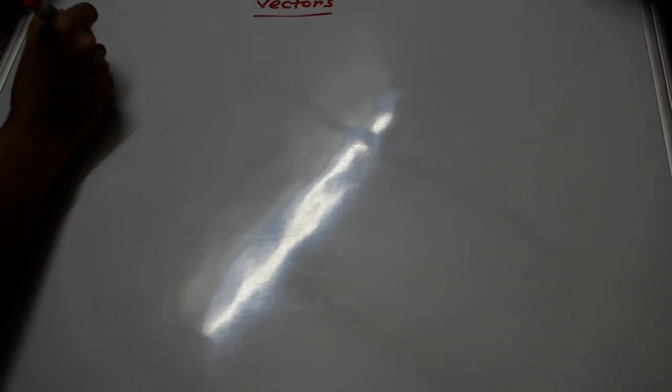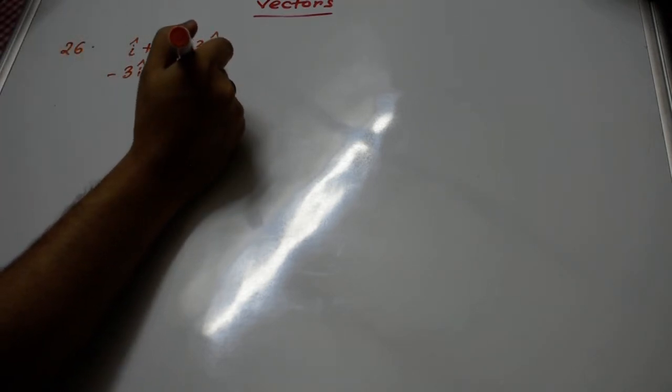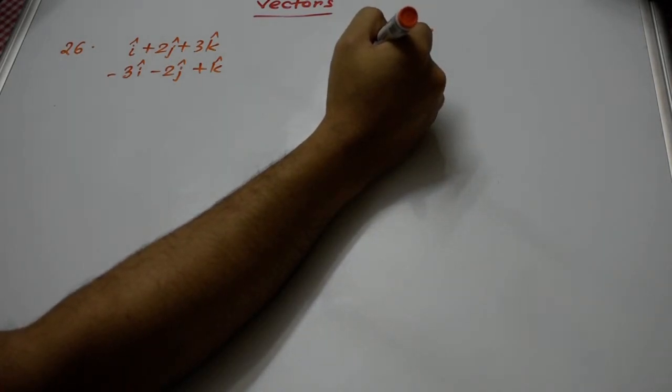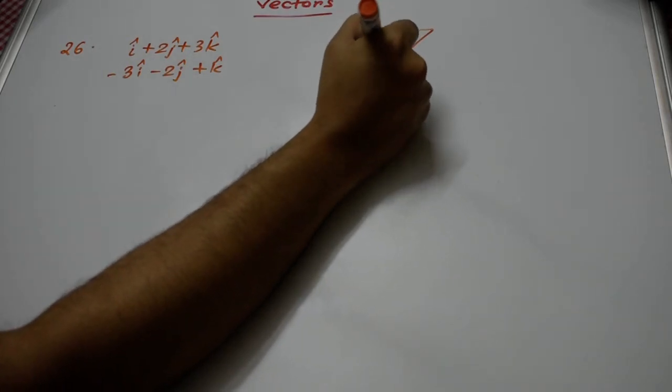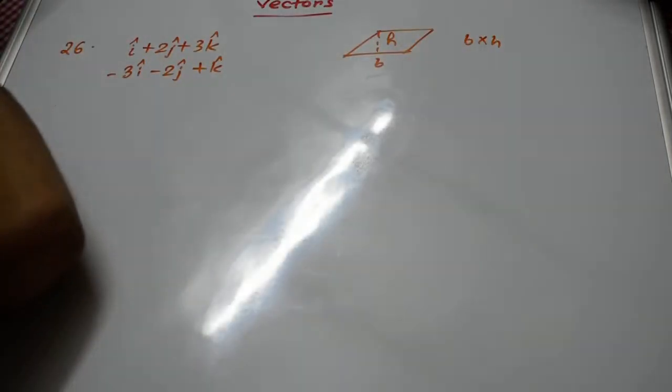The question says that the adjacent sides of a parallelogram are I cap plus 2j cap plus 3k cap, and the other side is minus 3i cap minus 2j cap plus k cap. Now if you have a parallelogram, what is the formula that you used to find out the area in geometry? If this is the base and this is the height, you would simply multiply the base times height. That would give you the area of the parallelogram.